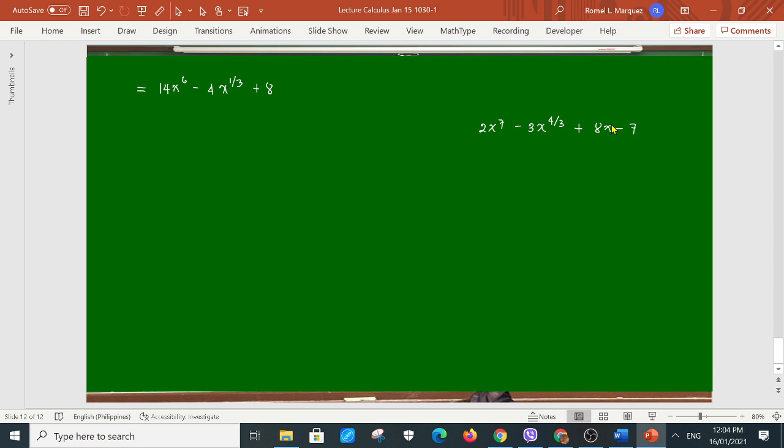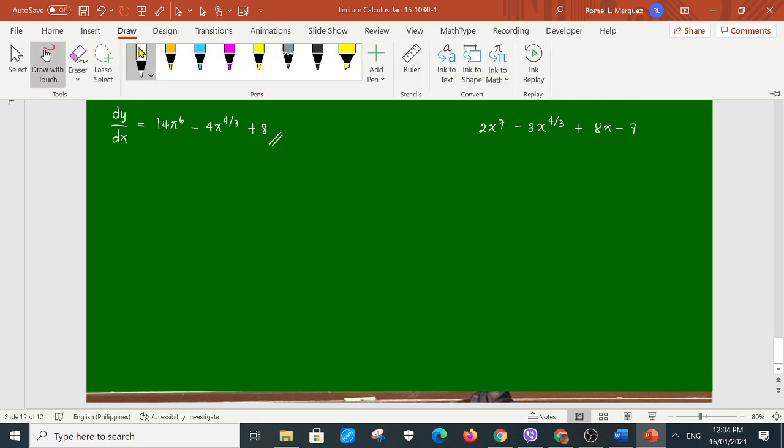x to the 0 is 1 considered, no? Minus 0, derivative ng 7. Negative 7. So, finally, what is the derivative of y with respect to x, guys? Yan, copy. 14x to the 6 minus 4x to the 4 thirds plus 8. Okay.